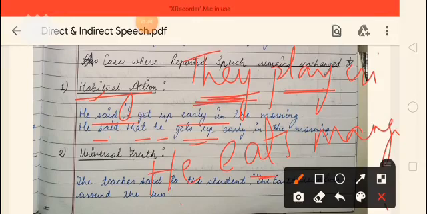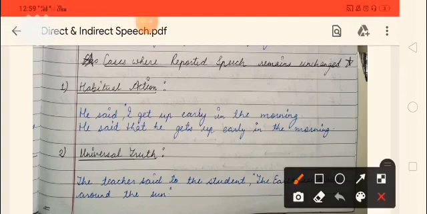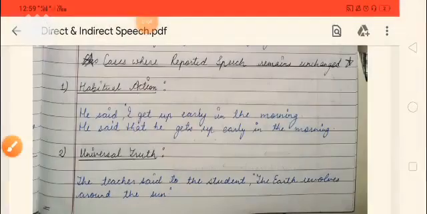So that is why, if I'm using he here, he is a singular subject, so we will use a plural verb. He gets up, then everything else remains the same because it is his habit, it is his habitual action, it shows the habitual action. So the answer will be, he said that he gets up early in the morning. I hope it is clear.